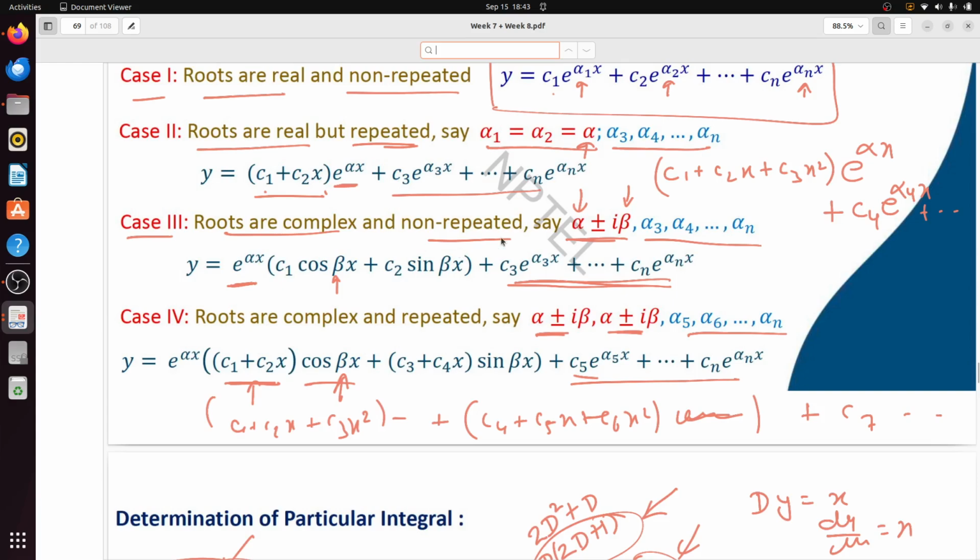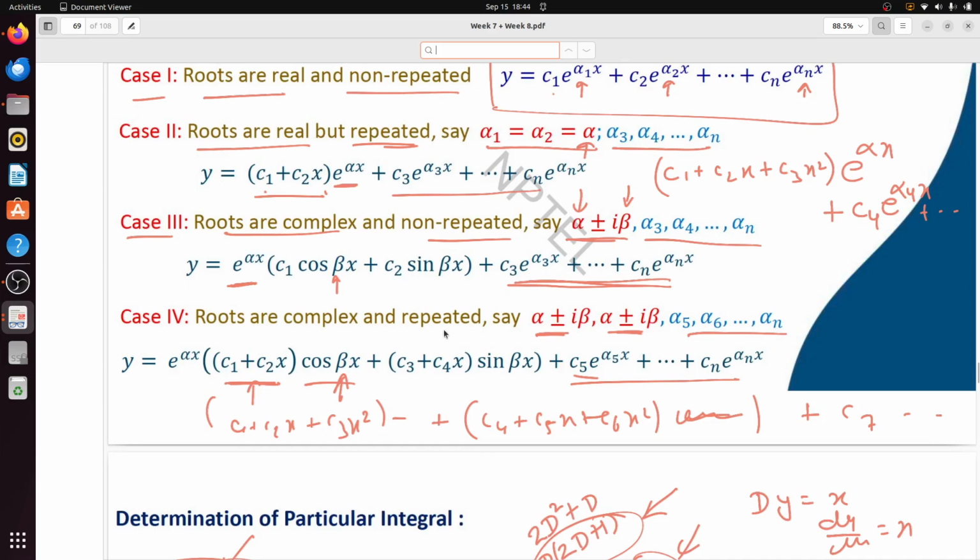Roots are complex and non-repeated, so alpha plus minus i beta form. Also, if your roots are real but repeated, you need to write c1 plus c2x plus c3x square. For the other linear independent copy, you need to multiply with x square.